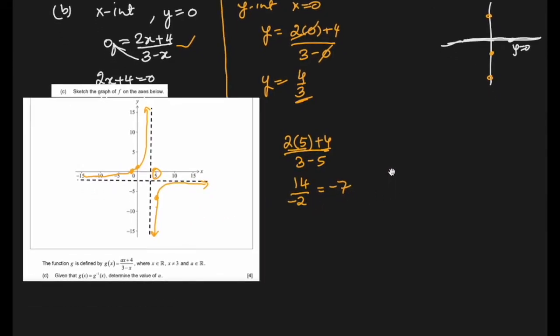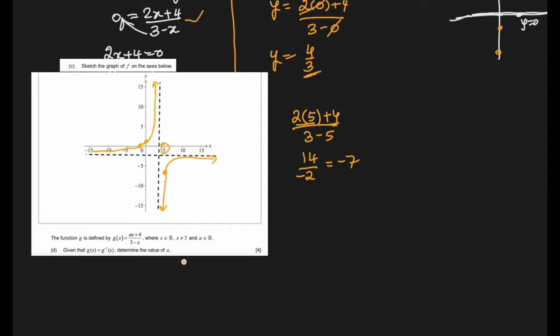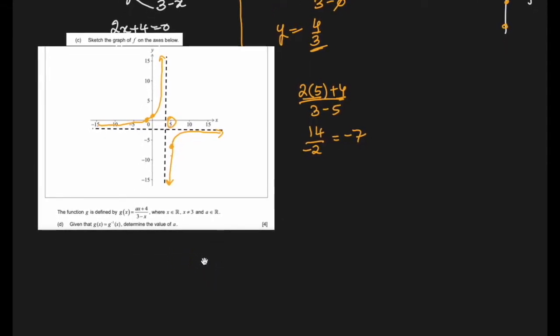Function g is defined as this, ax plus 4 over 3 minus x, where x is a real number. a is also a real number, but x is not 3 obviously. 3 minus 3 will be 0. It will be undefined for x equal to 3. Given that g of x and g inverse of x are equal, find a.